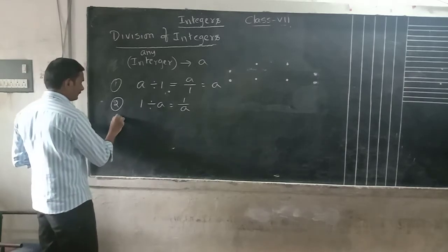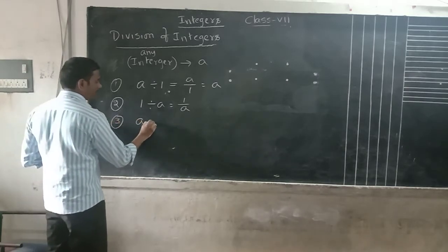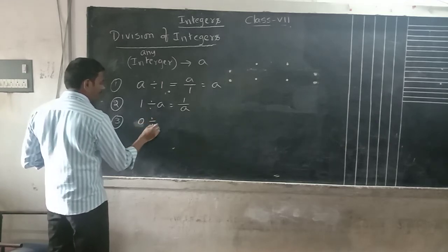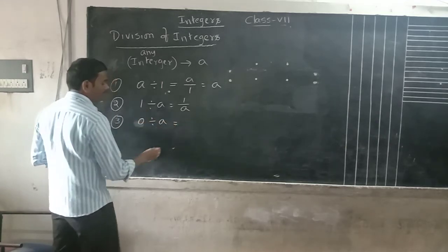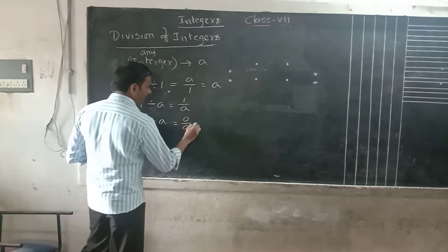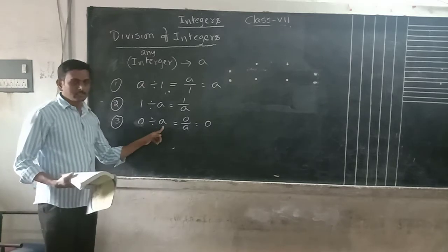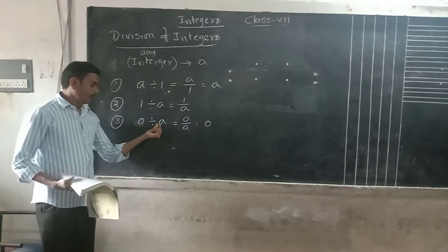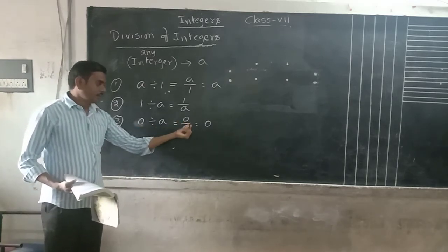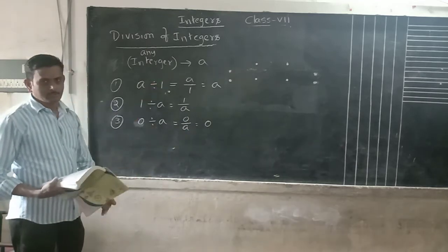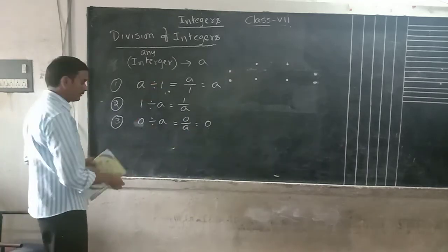Okay, next third one. 0 divided by any integer. 0 divided by any integer means 0 by a. That is equal to 0. These are very important for the bits. Okay, that's why I am writing.